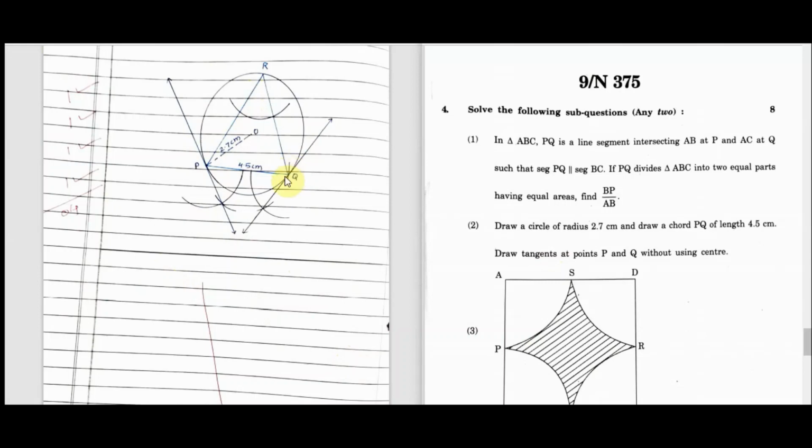Don't draw with the help of a scale. You have to draw this chord with the help of a compass, and this arc must be seen here. So this is 1 mark. If it is not drawn with the arc and all, then maybe the marks will be deducted.